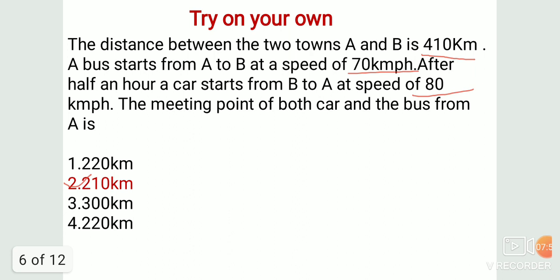Okay, try on your own. This is the same problem model. Some simple logic will be there. Try this and the answer will be 210 kilometers. If you face any difficulty, please comment. I will be explaining. Okay, next.